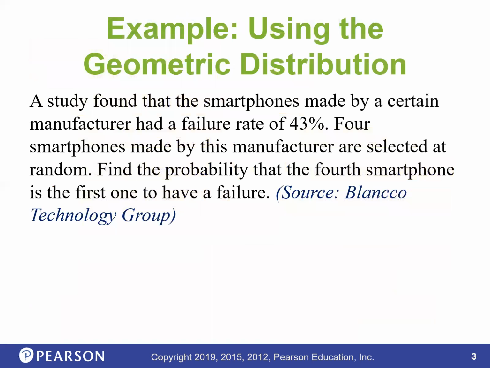One example, we're going to try to put this in. You don't need to write down all the information, you can just put it as example 1. A study found that smartphones made by a certain manufacturer had a failure rate of 43%. That is pretty bad. Hopefully the failure rate is more like 4.2%, not 43%. So 4 smartphones made by this manufacturer are selected at random on the assembly line. Find the probability that the 4th smartphone is the first one to have failed. So it's the 4th one. What's the probability of that?